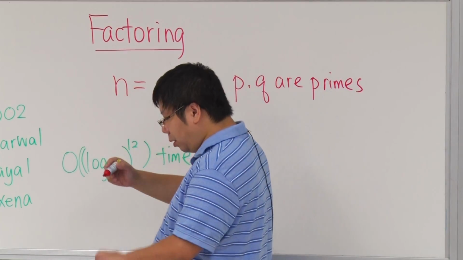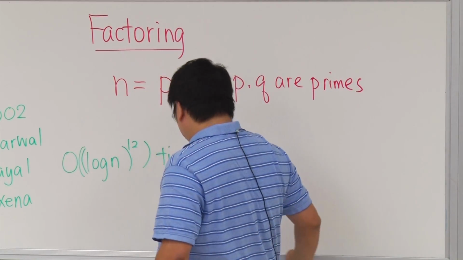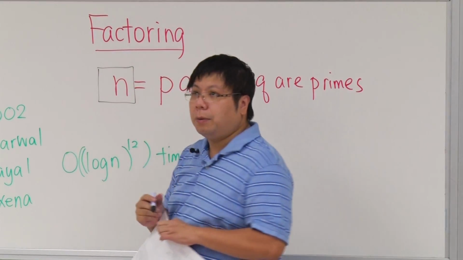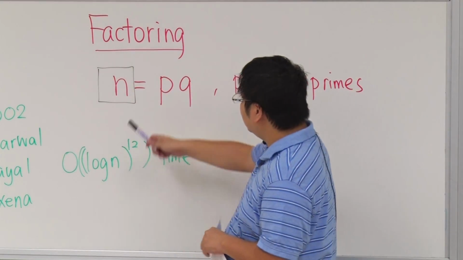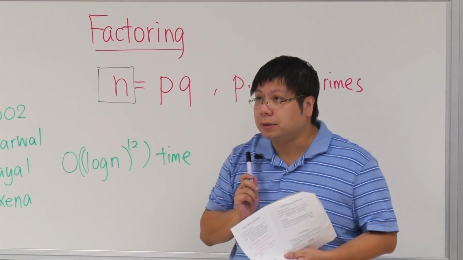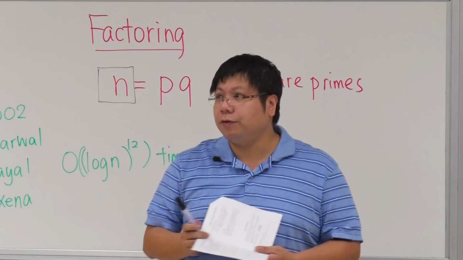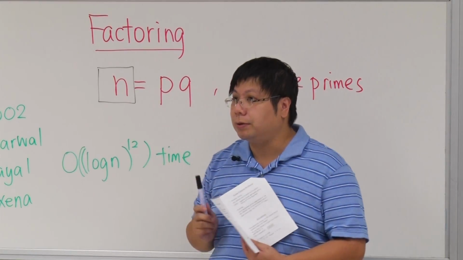So we only know this n as the input, and we know the fact that n is a product of two primes. Okay, this is what we know. The question here is: can you find out P or can you find out Q?